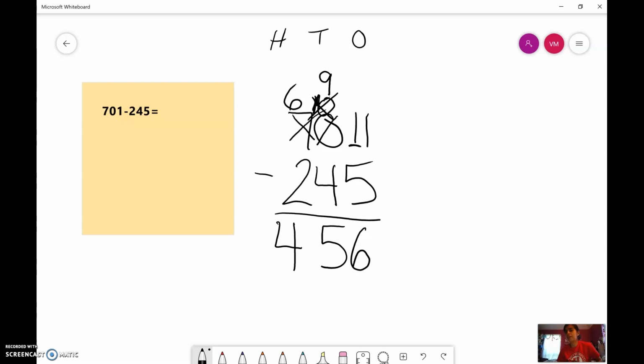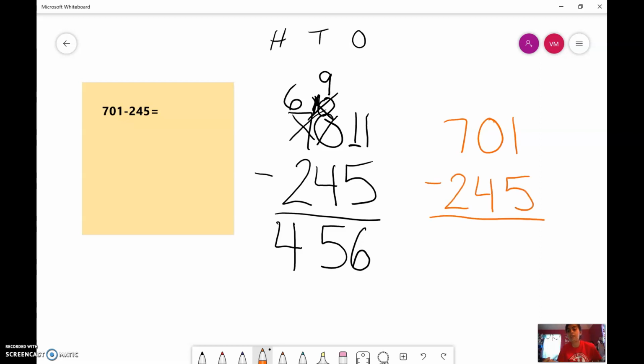And some of you were getting 566 because you were thinking it was 10. So I'm going to do it a different way. Remember the present. So 701 minus 245. That only works when I have a 0 next to the other digit. Remember, it has to be specific. Okay, so keep in mind, it has to be specific.